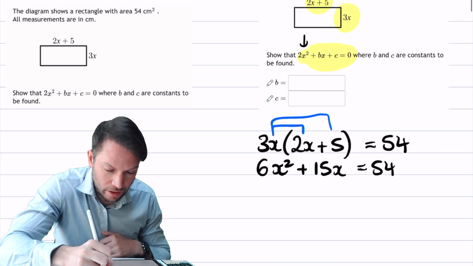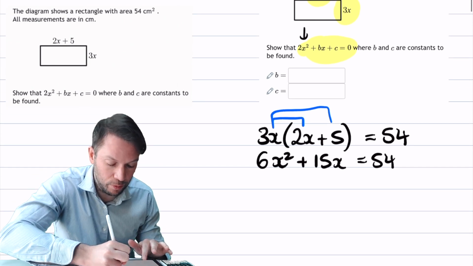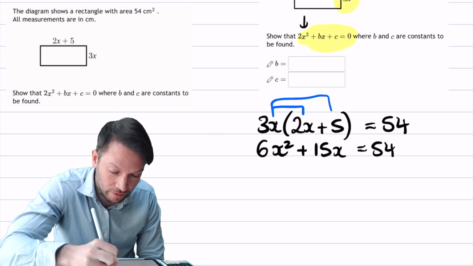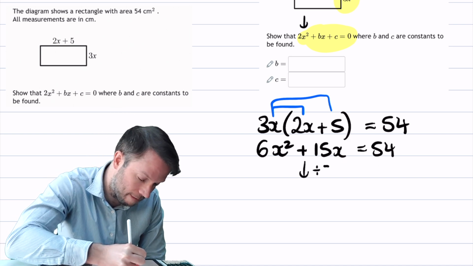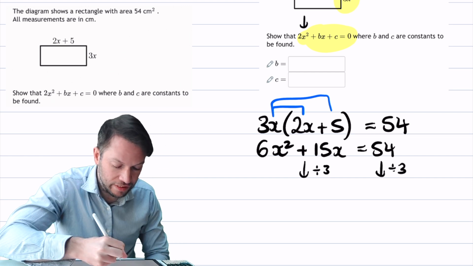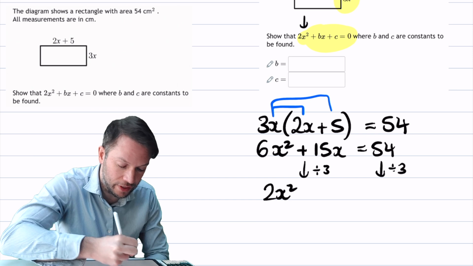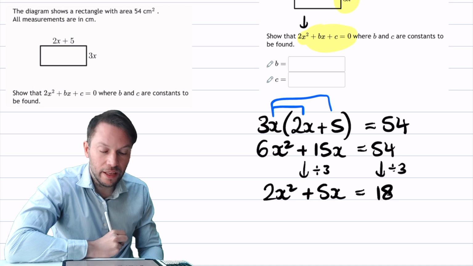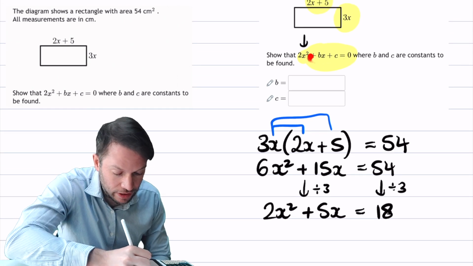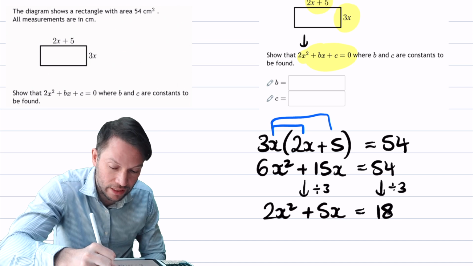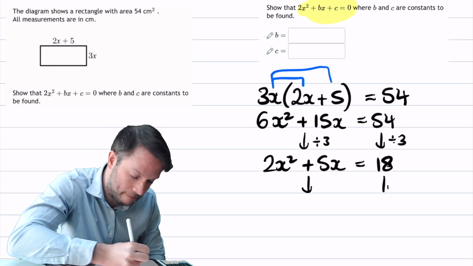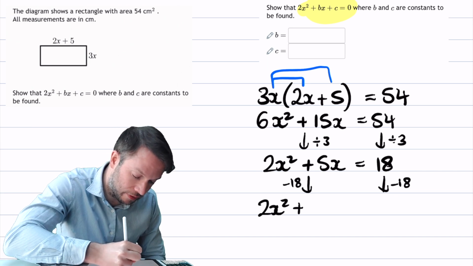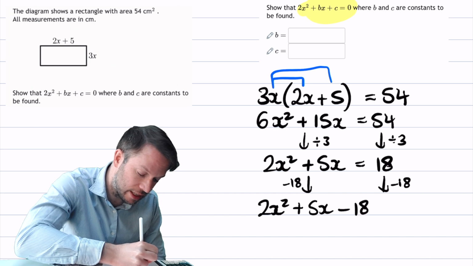Now, I noticed that we want to get 2 on from the x squared, and currently we've got 6. And notice that all three of these terms are divisible by 3. So I could divide both sides of the equation by 3. And the 6x squared becomes 2x squared. The 15x becomes 5x. And 54 divided by 3 is 18, so we get that. And notice in the equation we're trying to get to, there's 0 on one side of the equation. So we're just going to subtract 18 from both sides of the equation. And that will give us 2x squared plus 5x minus 18 equals 0.